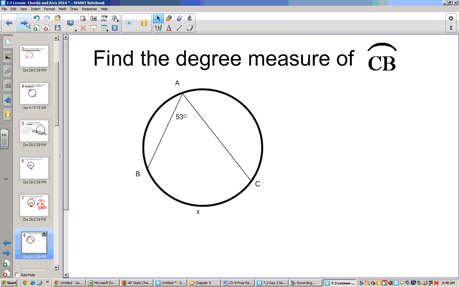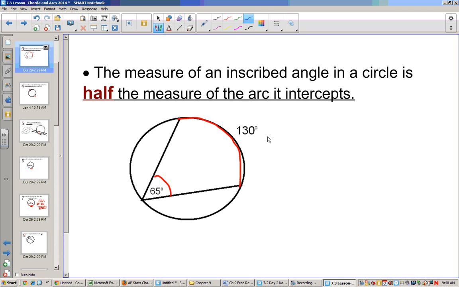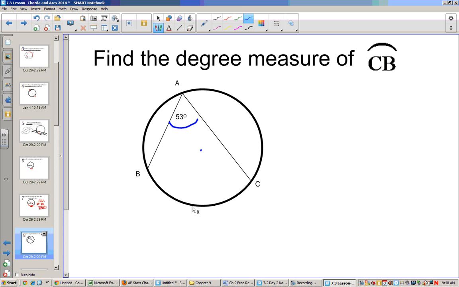All right, now let's do this one. Let's find the degree measure of CB. First we have to think, is this an inscribed angle or a central angle? Since that doesn't go to the center of our circle, hopefully you're saying this is an inscribed angle. So our second property we learned today is that our inscribed angle is half of our arc. So if I want to find the arc length, I have to double that to get 106.